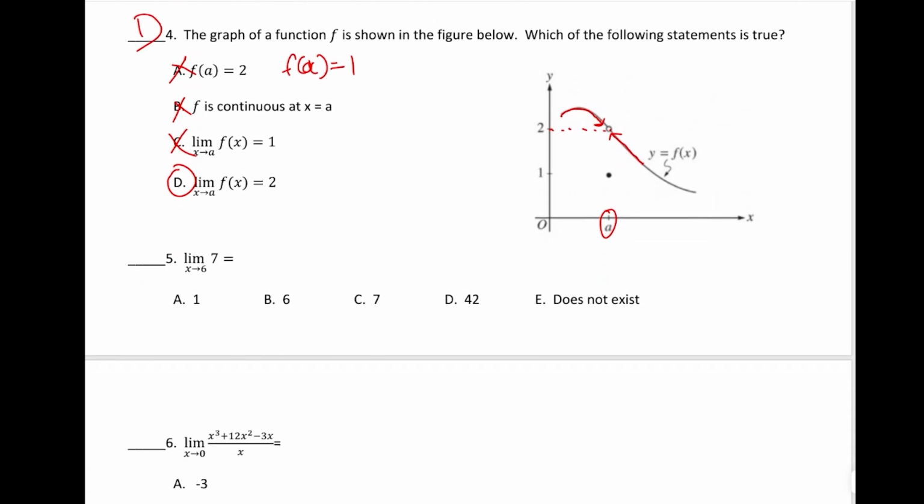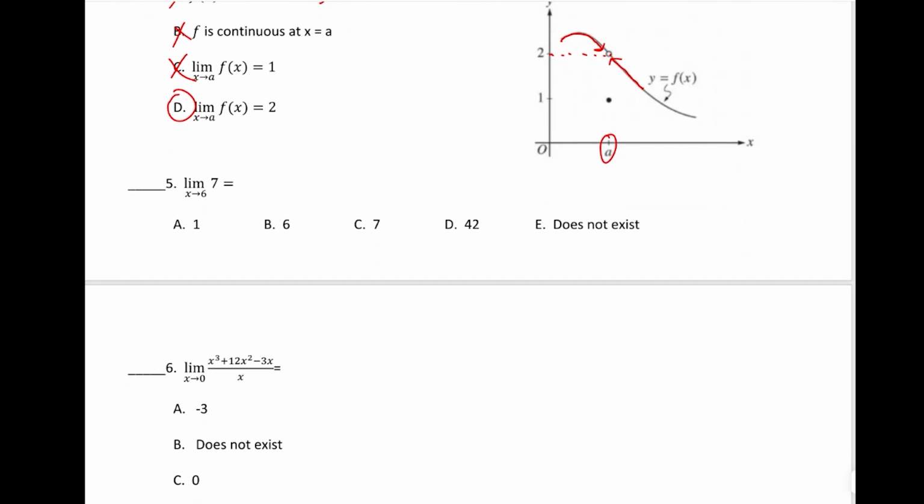Number 5 says the limit as x approaches 6 of a function that's just 7. Whenever you have a constant function, if you imagine this graphically, it's just going to be a horizontal line where y is 7. And so if we're trying to find the limit as x approaches 6, let's say 6 is right here, the limit on the left and the right-hand side are both going to point towards 7.